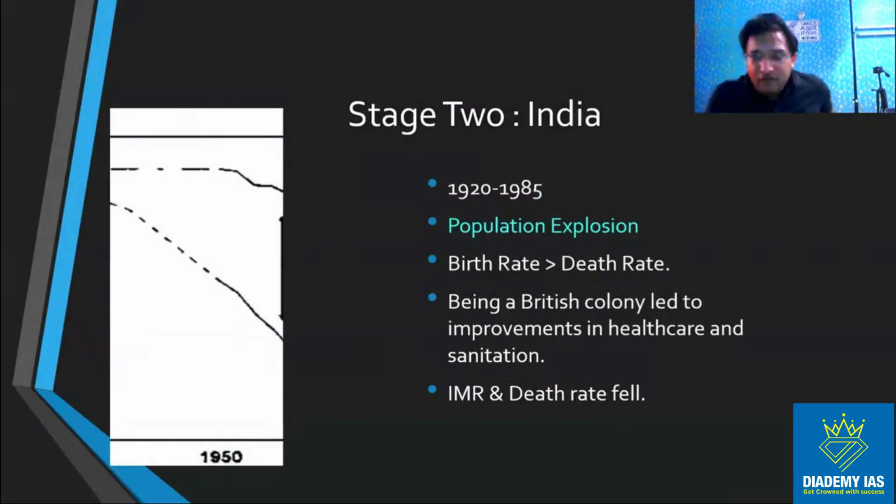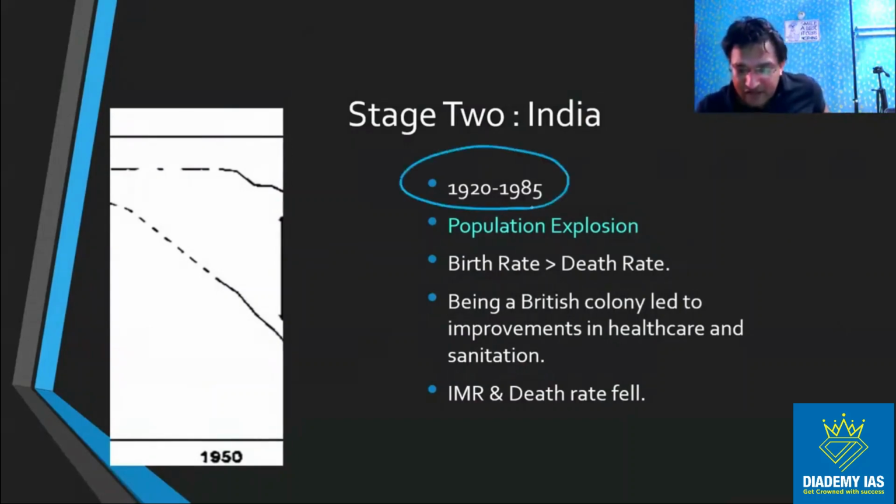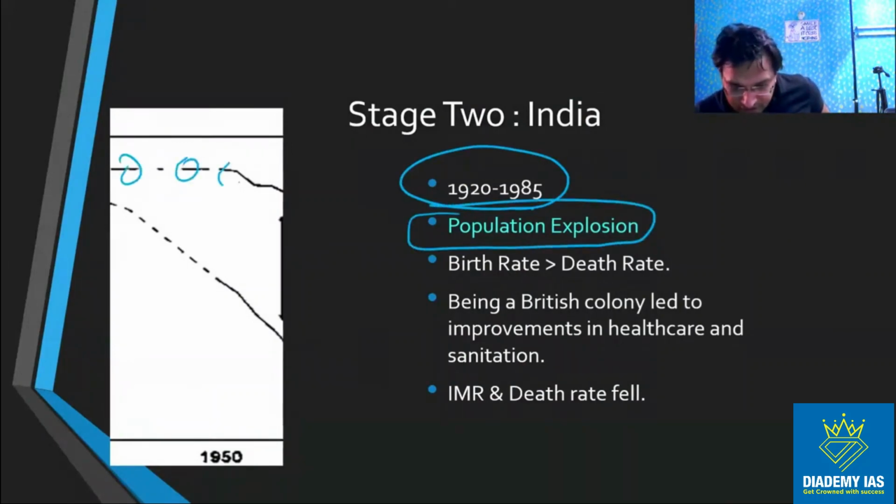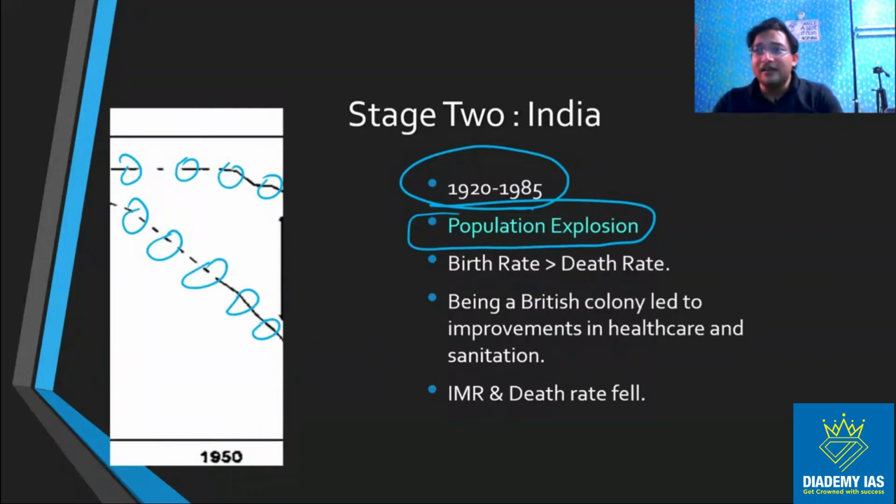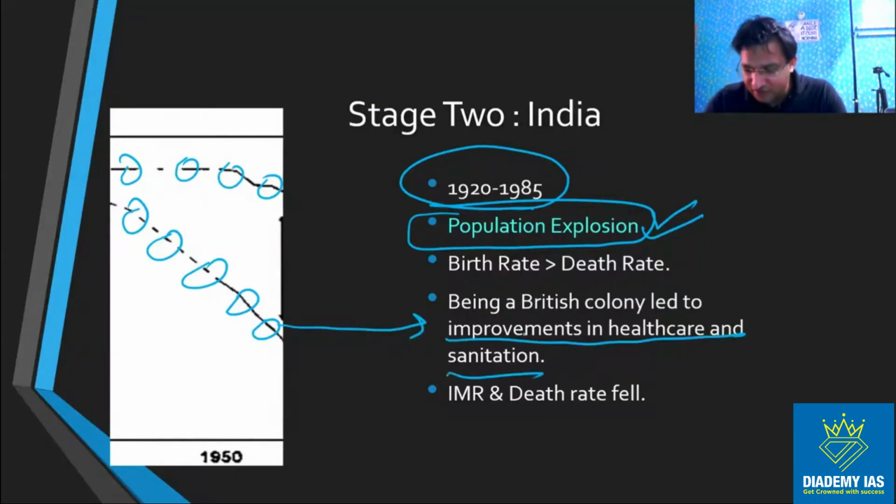Stage 2 between 1920 to 1985. This is the stage of population explosion because the birth rate is high. You can see birth rate is high and death rate is falling rapidly, right? Because of that, we are in the population explosion. Why is death rate falling? Death rate is falling because of improvements in the healthcare and sanitation, right?